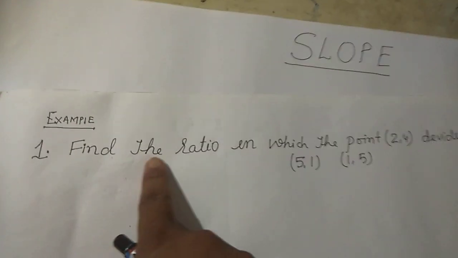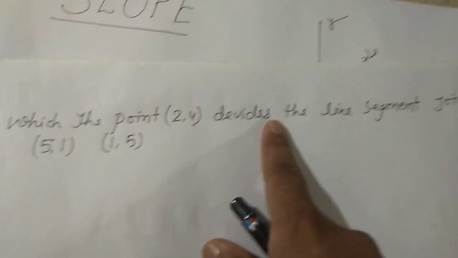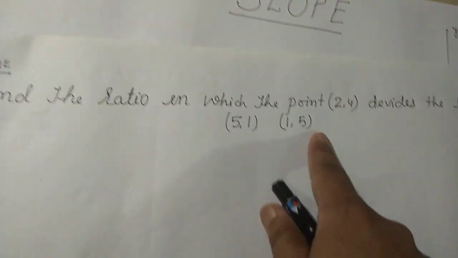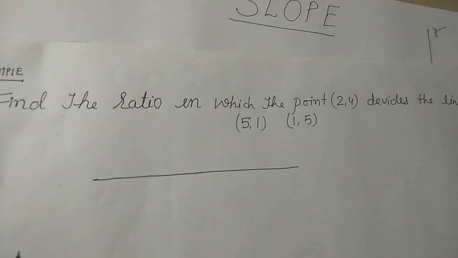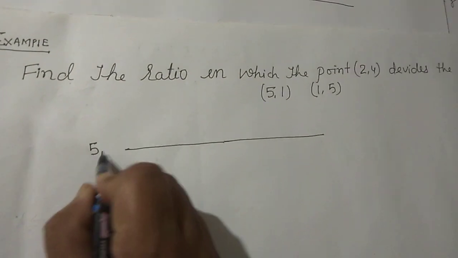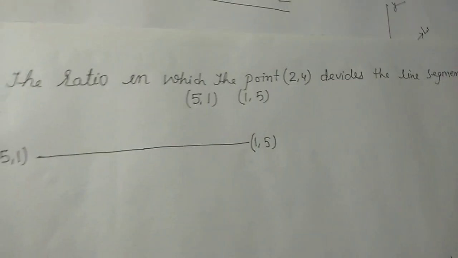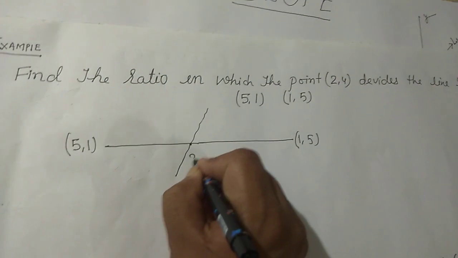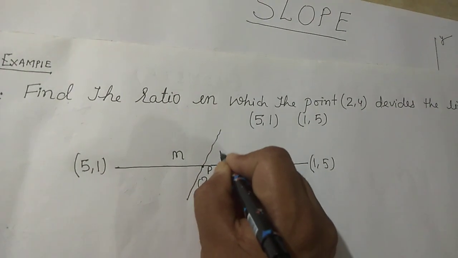See, already I have written: find the ratio in which the point (2, 4) divides the line joining the points (5, 1) and (1, 5). First of all, we will draw the line with the points 5, 1 and 1, 5, and the point already given, 2 and 4.